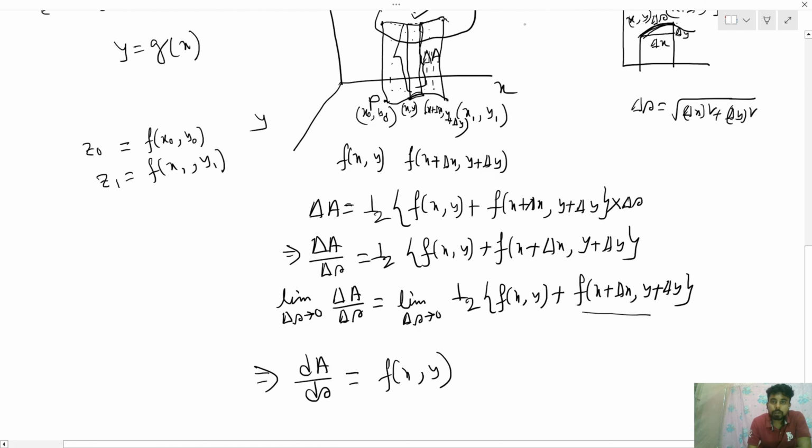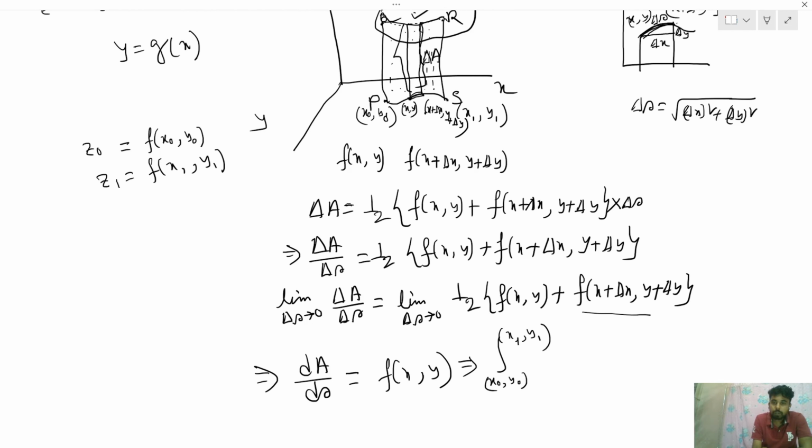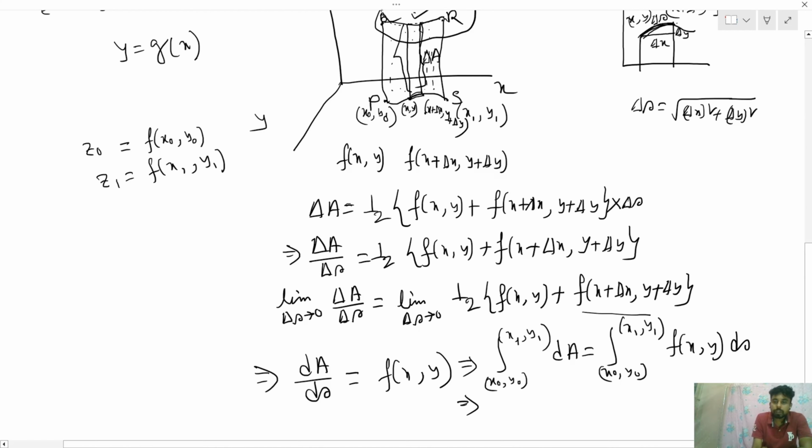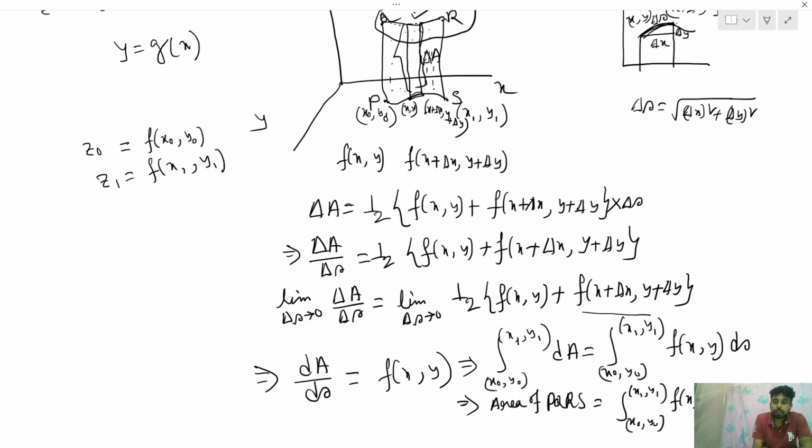If I consider this is the P point, here Q point, here it is R, and here it is S. Now, if I integrate from x0, y0 to x1, y1, f of x y ds, the area of this will be the area of PQRS, and it will be the integration over x0, y0 to x1, y1, f of x y ds.